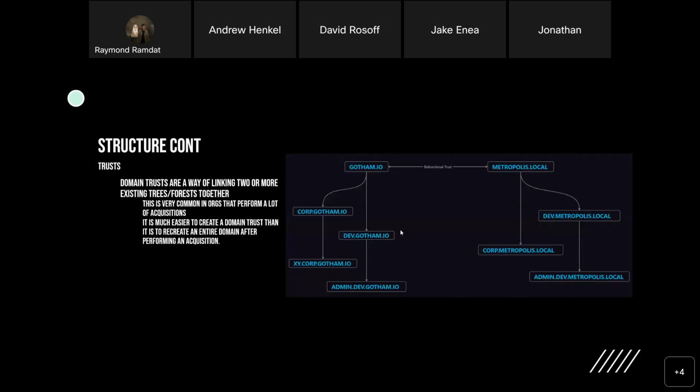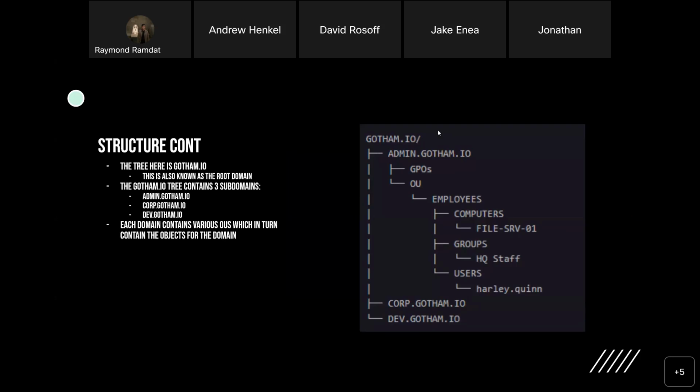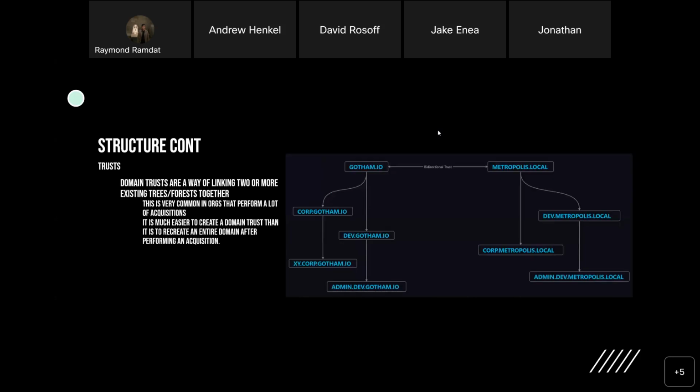So the other key part of Active Directory structure is trusts. Previously we only looked at a single tree, and I said that forests contain multiple trees. These trees become a forest when they are linked together by these trusts. So trusts are a way of linking one or more already existing trees together.